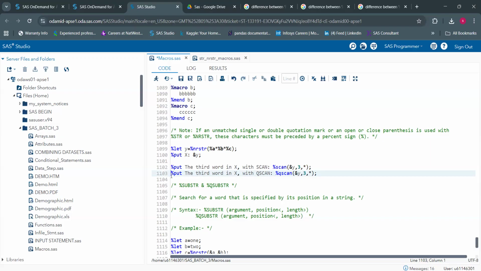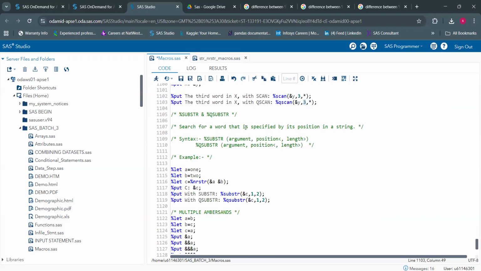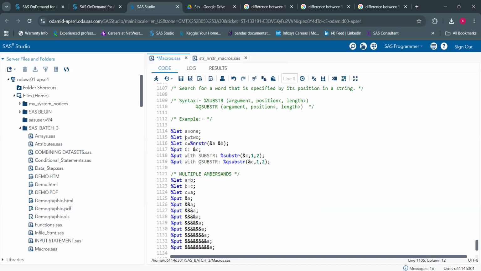Yeah. So the same way, here I use 3, so we get %c. Got it, ma'am? That is the difference between %scan and %qscan. The same thing applies for %substr and %qsubstr. Okay, so let's run this.